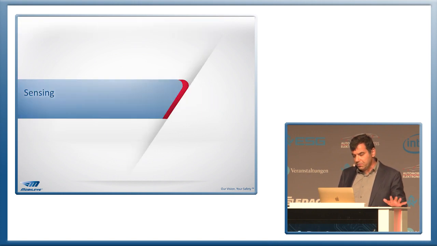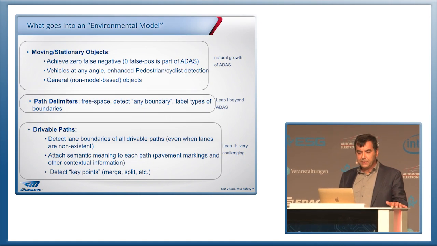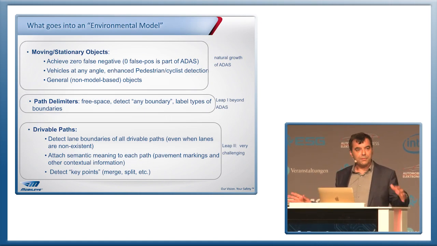So let's spend two slides on sensing, because sensing is the most intuitive part. I want to skip it, even though most of what we are doing at Mobileye is sensing. In terms of sensing, the purpose is to build an environmental model. Where are all the moving objects, the vehicles, pedestrians, obstacles? Where are all the path delimiters like a curb, guardrails, barriers? Where are all the drivable paths and their semantic meaning? All of this, 360 degrees, is an environmental model.